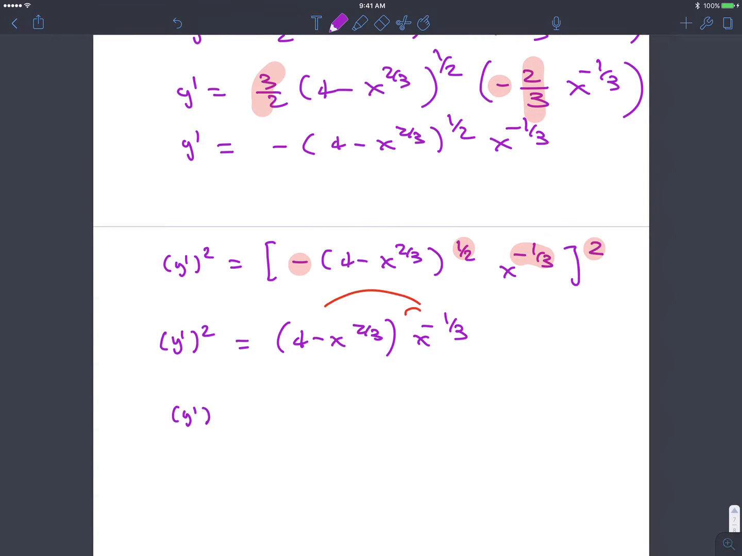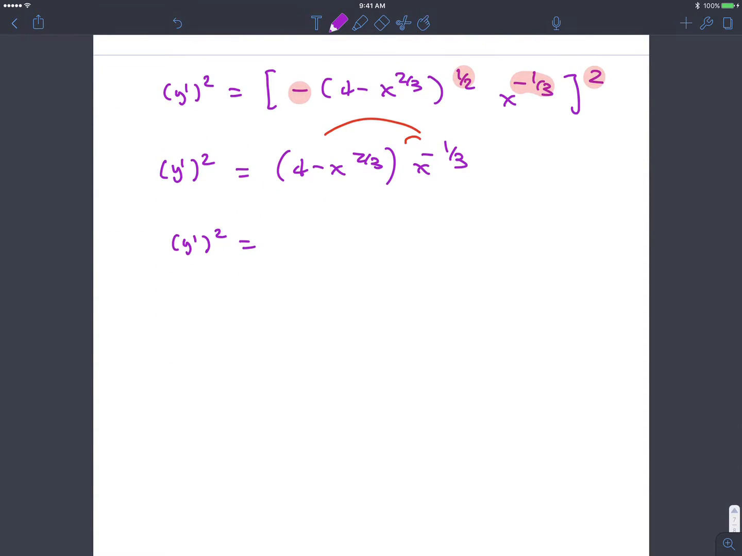So I'll get my y prime squared to be 4x to the minus 1/3 minus x to the, what's 2/3 minus 1/3? Is that 1/3? Oh, I forgot to square my x to the negative 1/3. There we go. That's where it is. Thank you so much. That's supposed to be what? Anybody know? That's a 2. Good. That's going to make all the difference in the world.